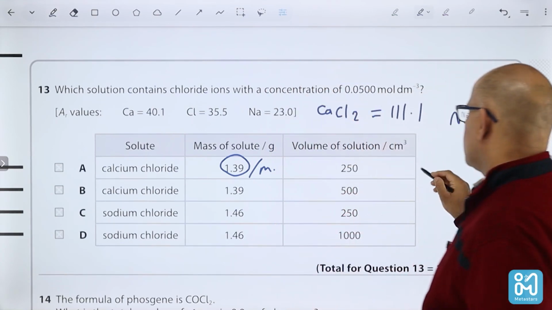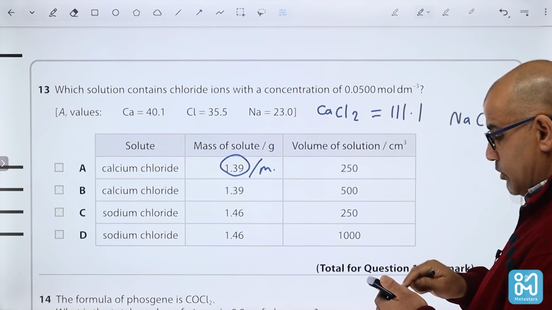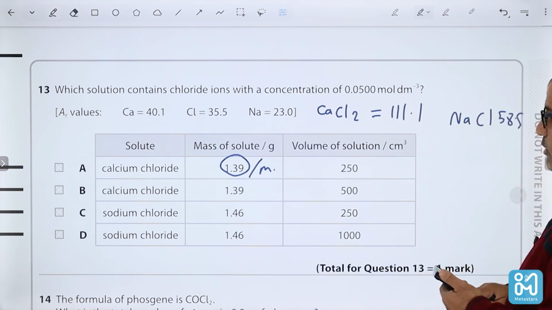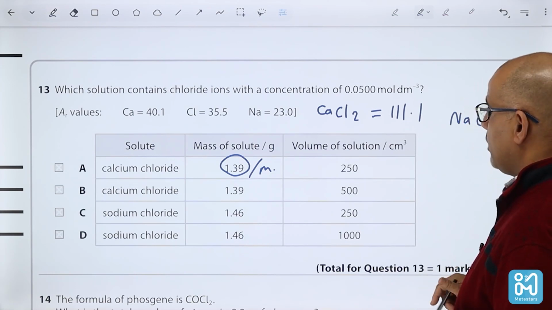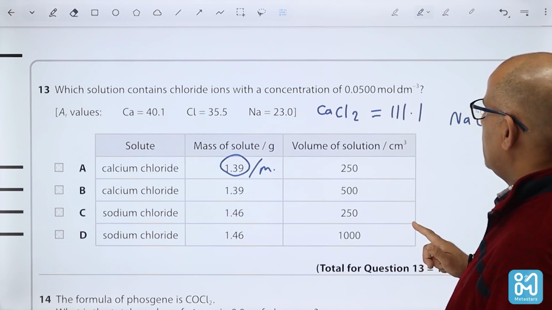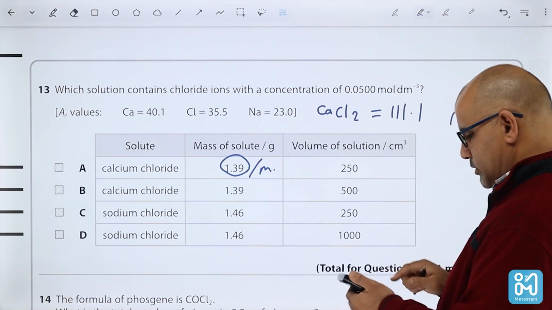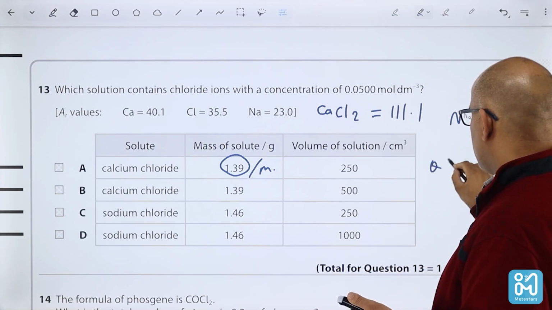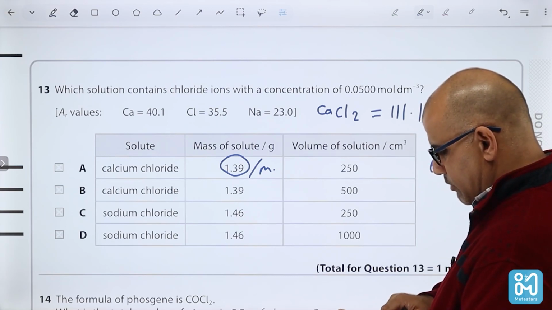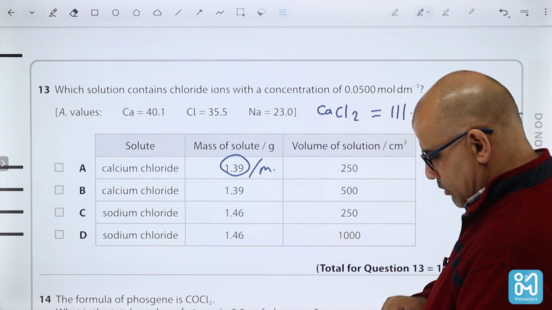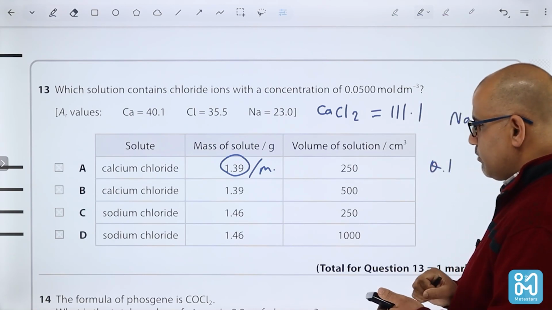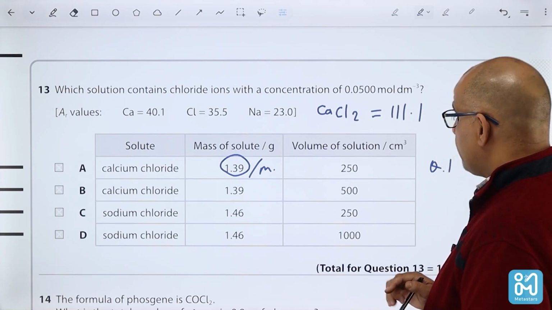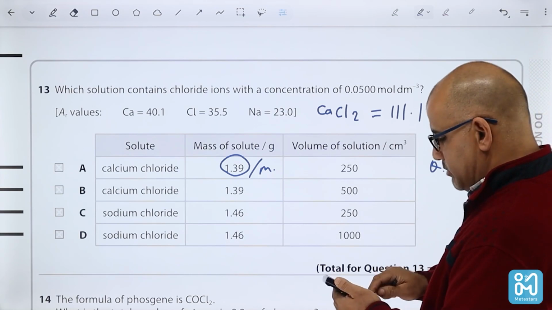So for the chloride ion in the first calcium chloride, we calculate 1.39 over 111.1. That's the number of moles, times 2, over 0.25. This equals 0.1. Now for the second one, it's 1.39 over 111.1 also, because it's calcium chloride. That's the number of moles times 2, over 0.5. So this will give us 0.1. Okay, let me find the answer again.